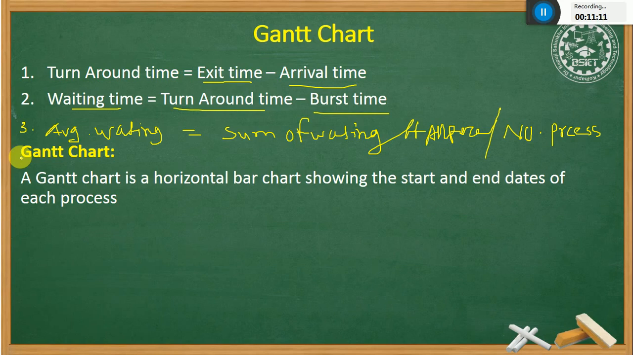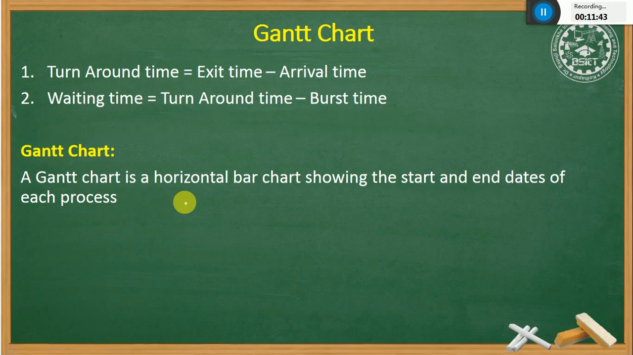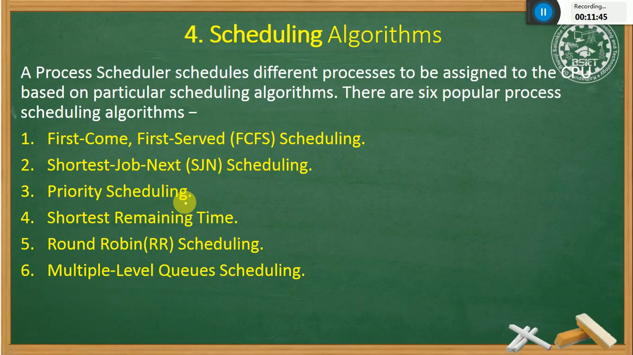While we solve these average waiting time problems using the algorithms, we require a Gantt chart. A Gantt chart is a horizontal bar chart showing the starting and ending of each process on the CPU. So it is a graphical representation of CPU utilization using horizontal bars, known as a Gantt chart. We must draw a Gantt chart to solve an average waiting time problem.